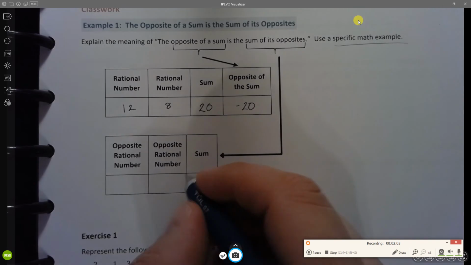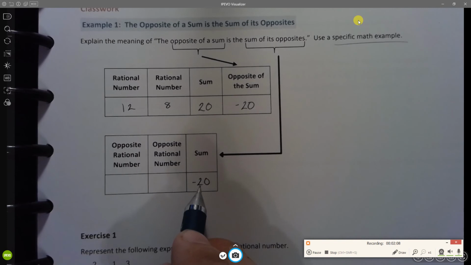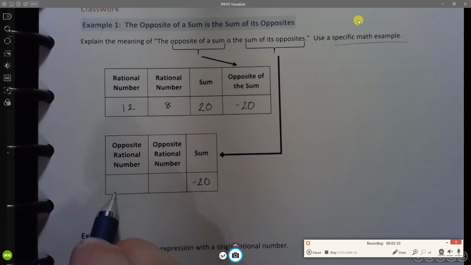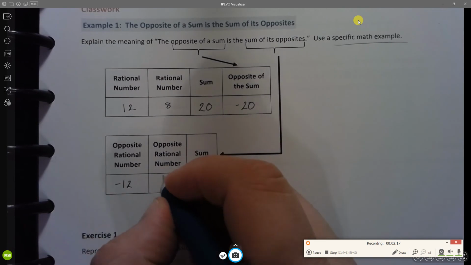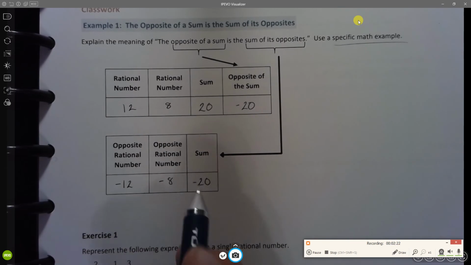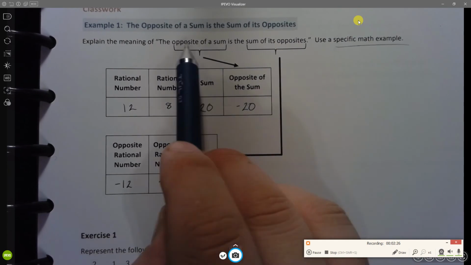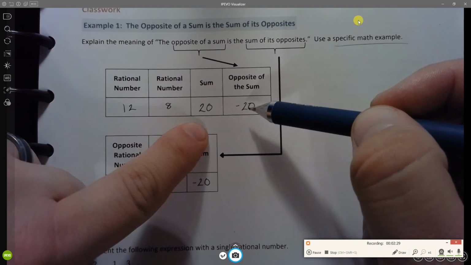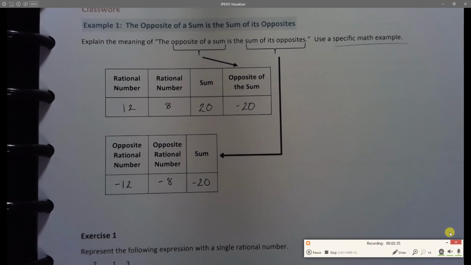Okay? So my goal here is to make sure that I get a negative 20 as the answer when I get the opposites of a positive 12 and a positive 8. Well, the opposite of a positive 12 is a negative 12, and the opposite of a positive 8 is a negative 8. Well, a negative 12 plus a negative 8 does equal a negative 20. Okay? So the statement is true. The opposite of a sum is the sum of its opposites. That statement is true. That is correct.